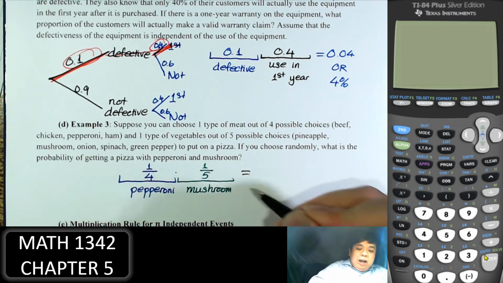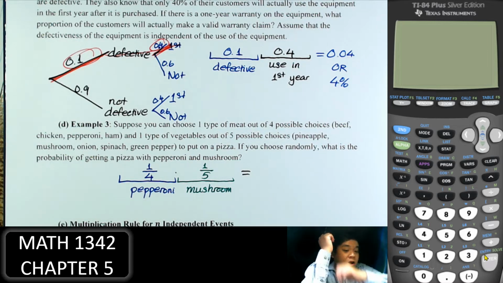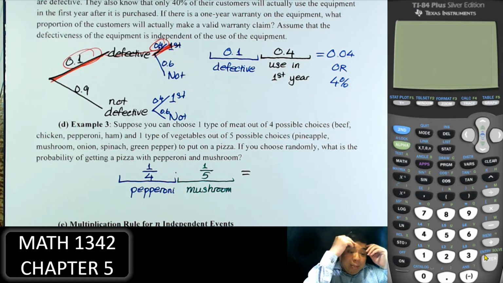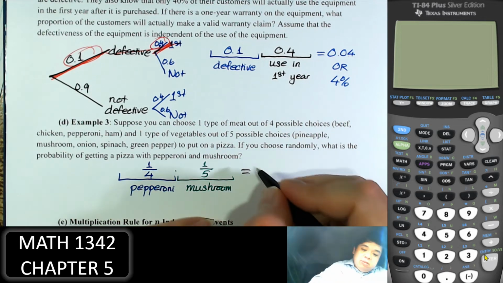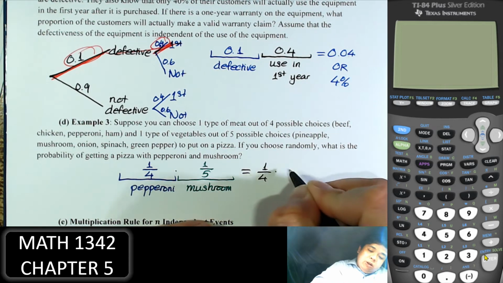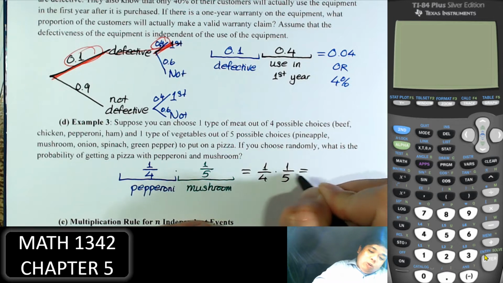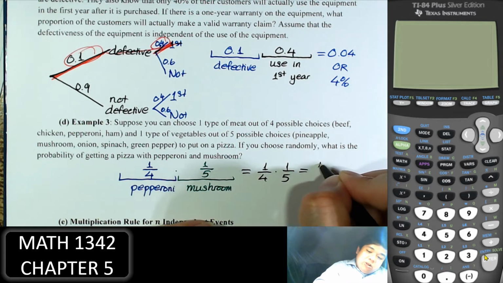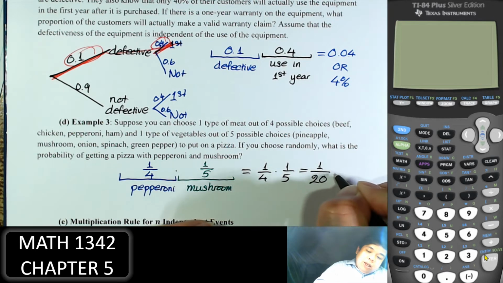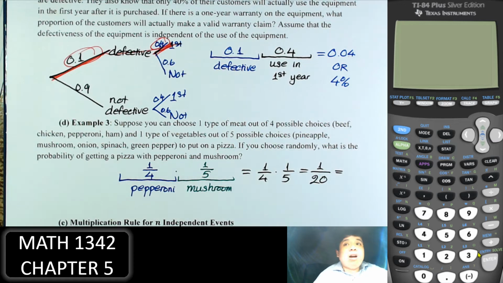So again, what you choose on one doesn't affect the other. So randomly, I mean, they are independent events. So we just multiply them. 1 over 4 times 1 over 5. When we multiply fractions, multiply straight across. And 1 divided by 20 is 5%.